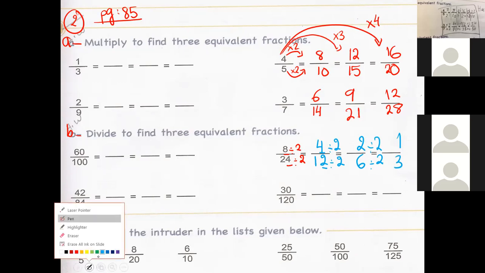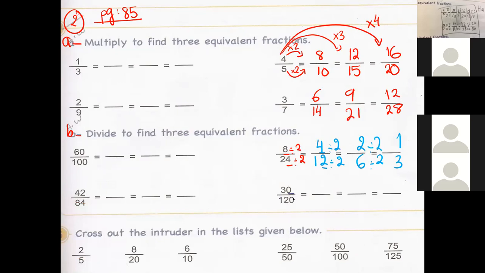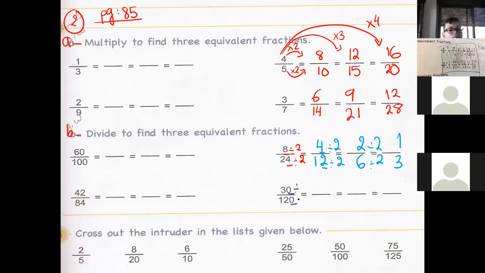30 over 120. Both of them end with 0. They are even numbers. So we will divide by 2. Right. Half of 30 is 15, and 60. Right. Now, ones digit 0 or 5. So we will divide by which number? We divide by 5. Or we count by 3. Both of them are correct. Yes. 15 divided by 5, or divided by 3. Yes.